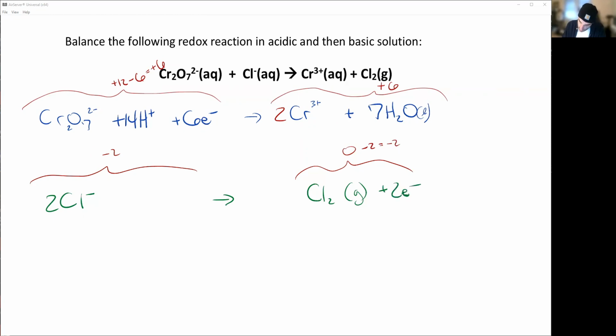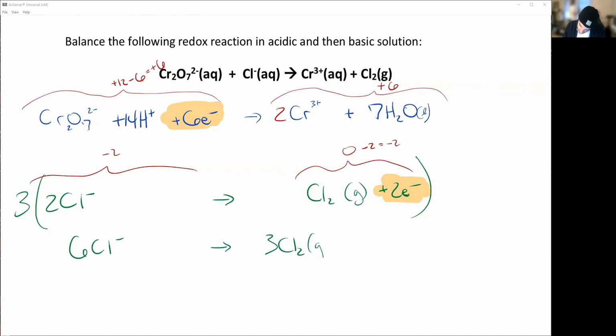There we go. Now we're going to add these together, but in order to add them together, the electrons are going to need to cancel out. So I need 6 electrons in the bottom one. So I need to multiply the bottom by 6. Everything needs to be multiplied by 6. I'm sorry, not 6, by 3, because I'm going to triple the electrons. So I have 6 chlorides, 3 Cl2 gas, and 6 electrons.